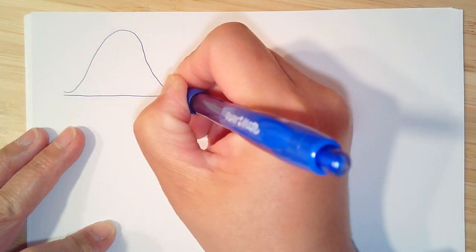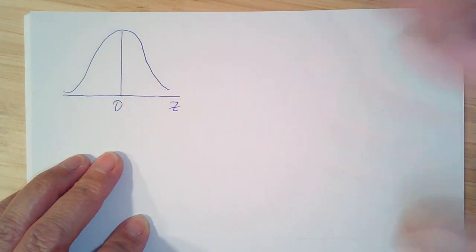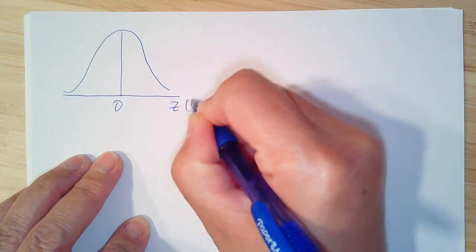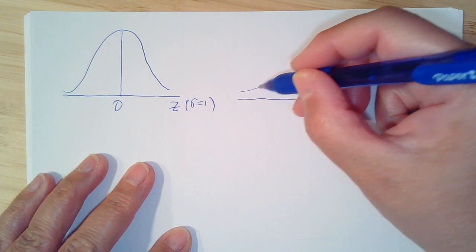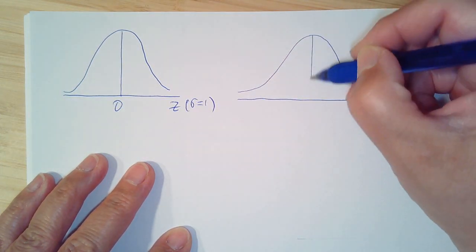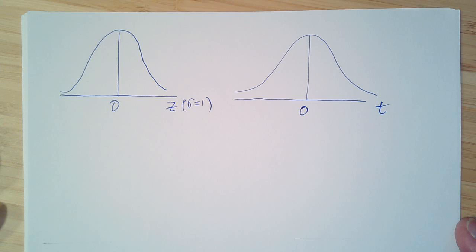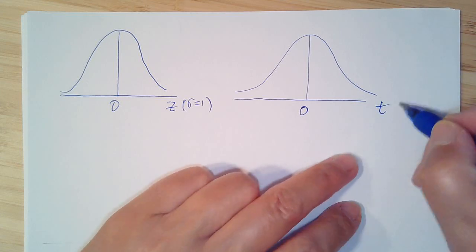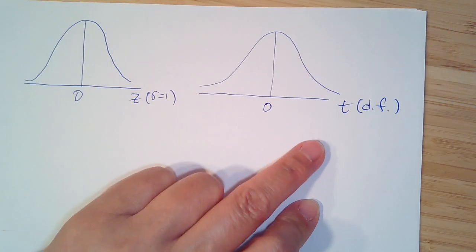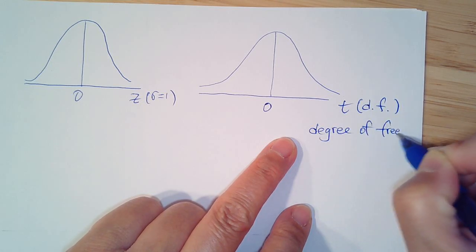Here is z. We know this. We're very, very familiar with this, right? Bell curve, symmetric, center 0, standard deviation 1. That's the standard normal distribution. For t, it's also a bell curve, centered at 0, and that is a t. You might ask, it looks the same. Yes. However, t has different shapes depending on the degree of freedom. That's the df. What is the df? That's the degree of freedom, a new word.